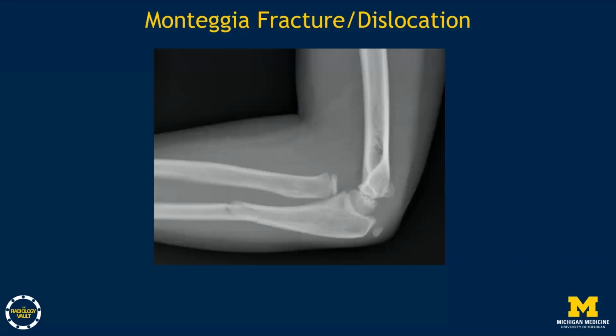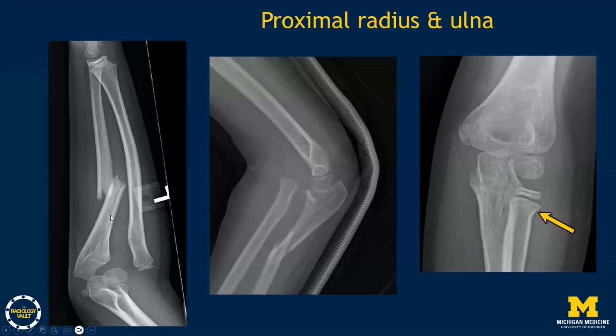Radial head dislocations also occur in conjunction with ulnar fractures, the so-called Monteggia fracture dislocation, as we see here. It's important to remember that when you see abnormality of one bone, there's often abnormality of the other bone. So look carefully at both the radius and ulna. This is another example of a Monteggia fracture dislocation.